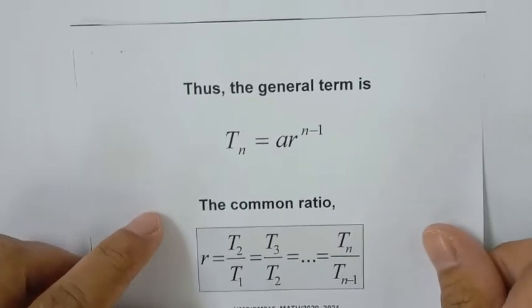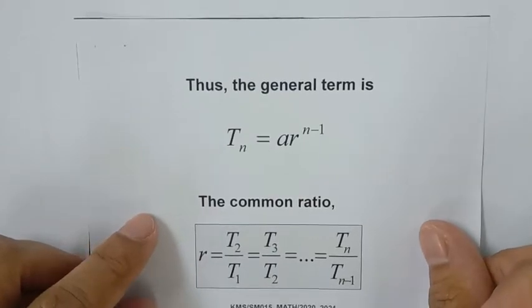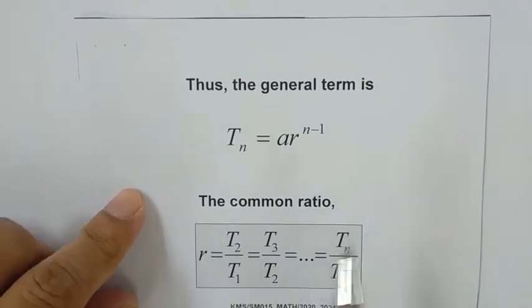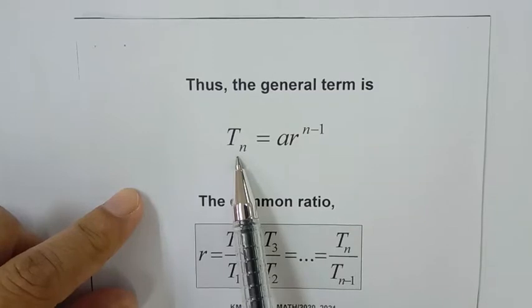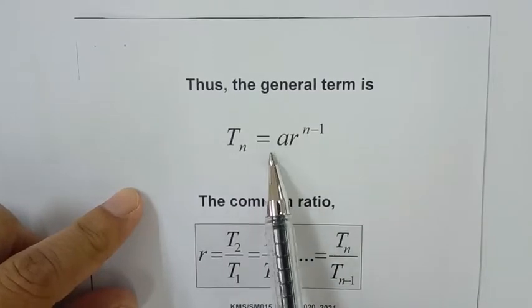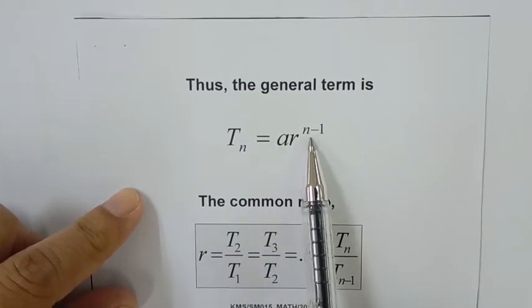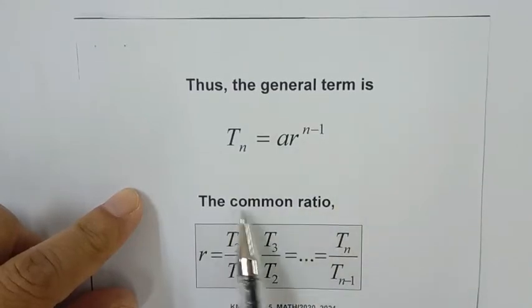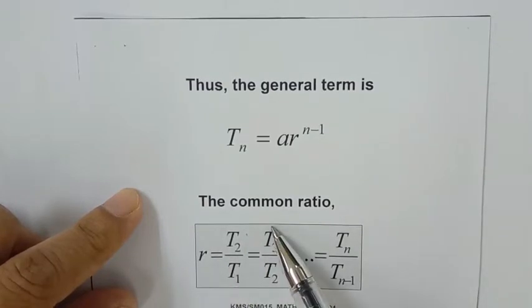Next slide. The general term of a geometric sequence is Tn equal to a times r to the power of n minus 1. And the common ratio is r equal to the second term over the first term, or the third term over the second term, or in general Tn over Tn minus 1.